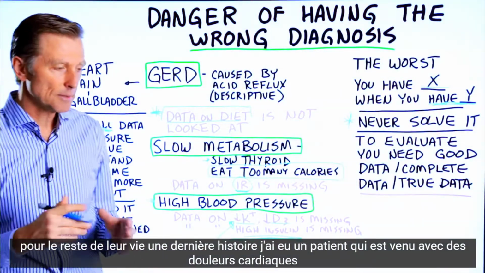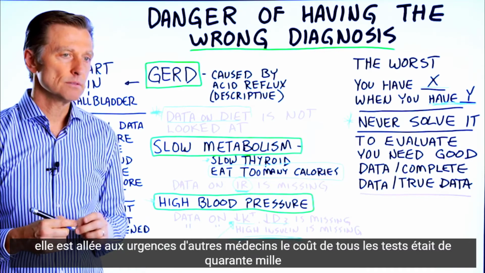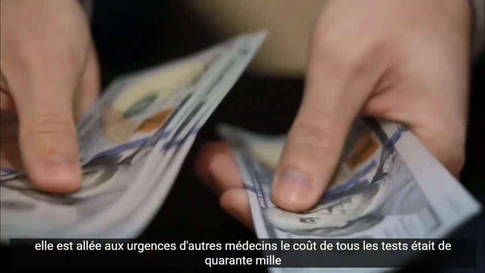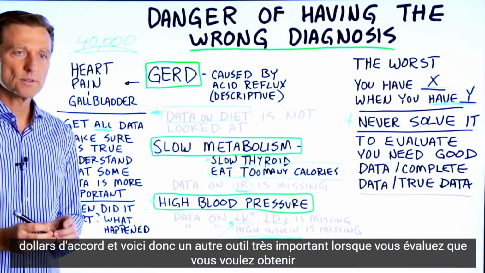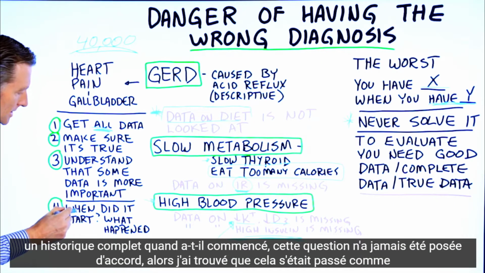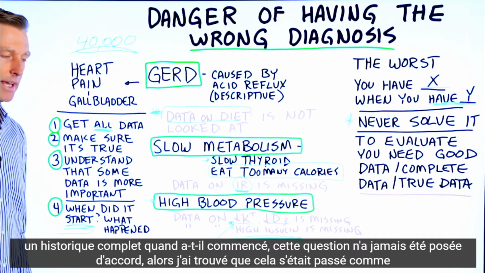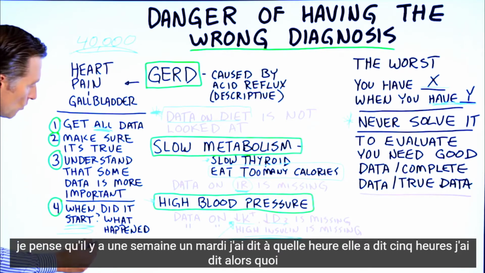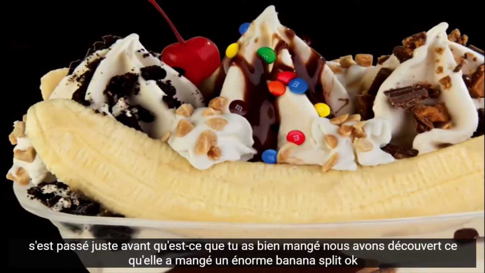One last story. I had a patient who came in with heart pain. She's been to the emergency room, other doctors. The cost for all the testing was $40,000, okay? And so here's another really important tool when you evaluate. You want to get a complete history. When did it start? This question was never asked, okay? So I found it happened like, I think a week previously on a Tuesday. I said, what time? She said 5 o'clock. I said, then what happened right before this? What did you eat? Well, we found out what she ate, a huge banana split.